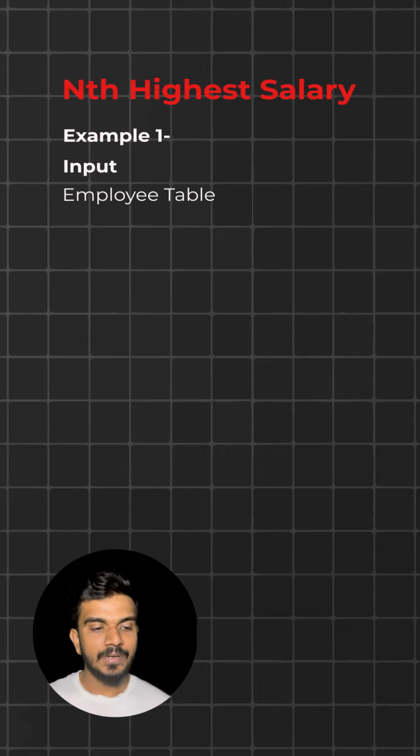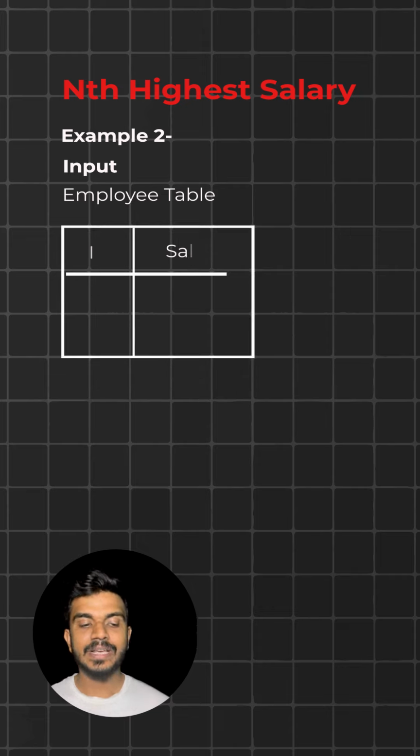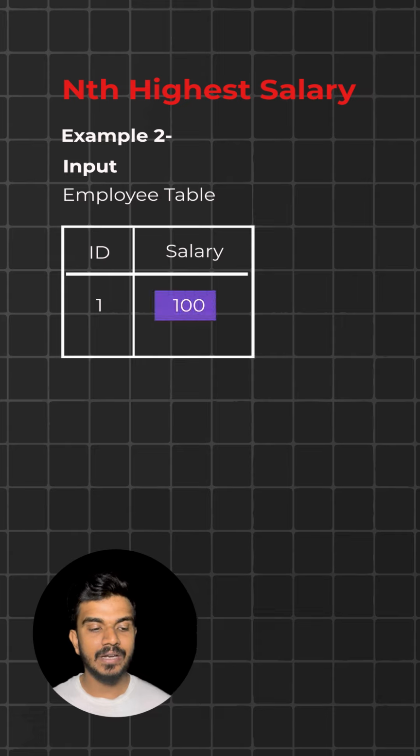So we have an employee table and this is a salary of those employees, that is 100, 200, 300, and we need to find out the second highest salary. So इसका output क्या है? 200. Let's take example 2. मेरे पास salary है 100 and I have asked for second highest salary. अब इसमें second highest salary नहीं है, so the output should be null.